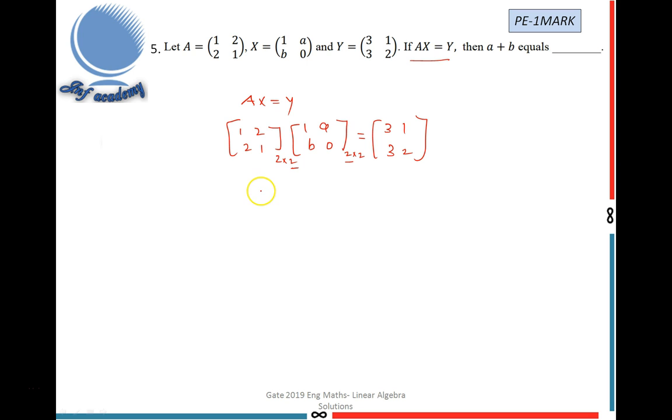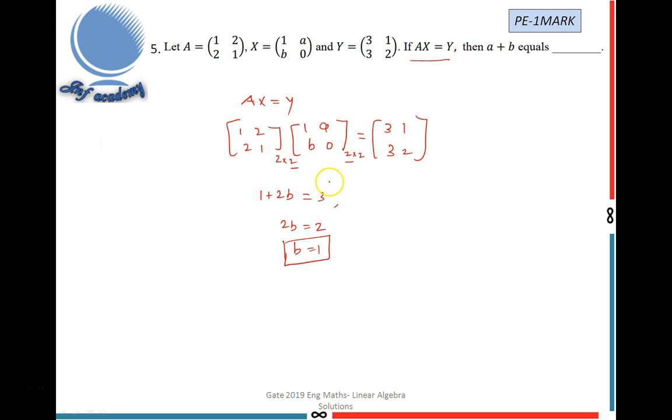Multiply 1 plus 2b, and comparing these two, equal to 3. And next is A equal to 1 plus 2b equal to 3 means 2b equal to 3 minus 1, so b equal to 1.